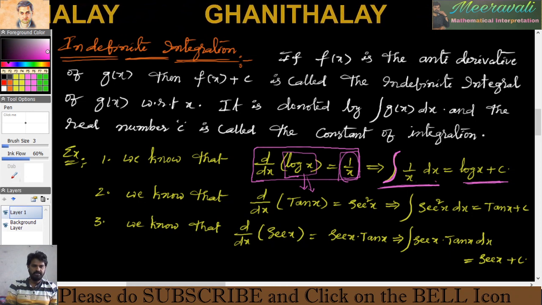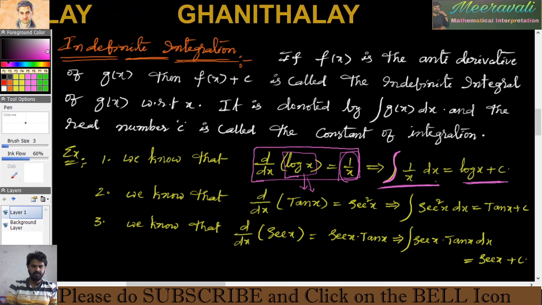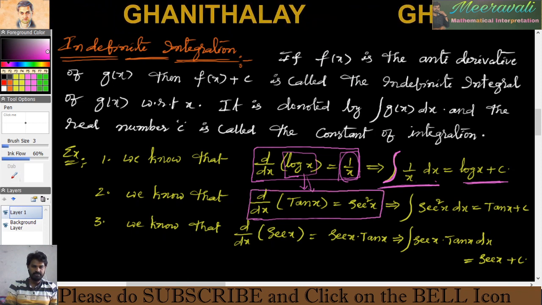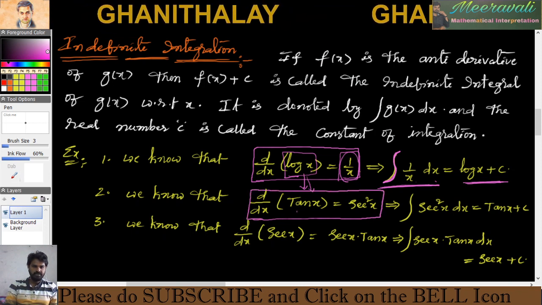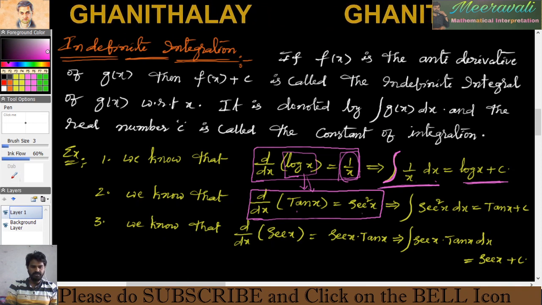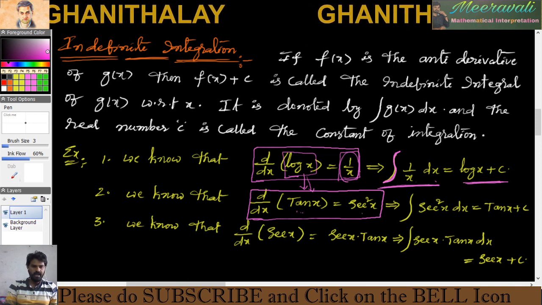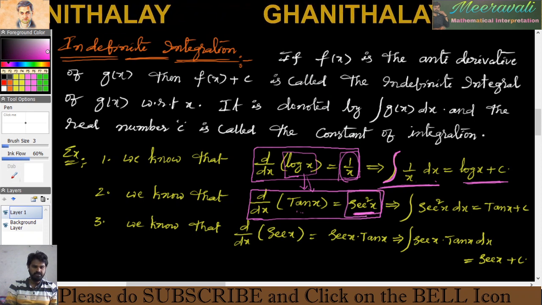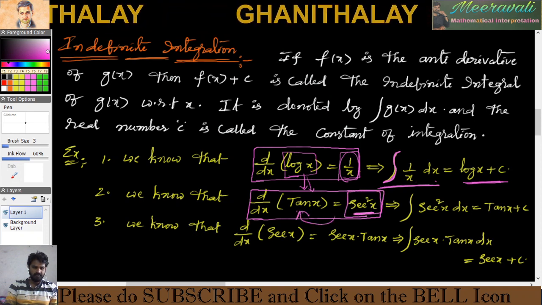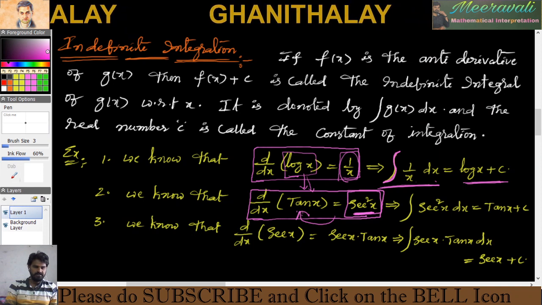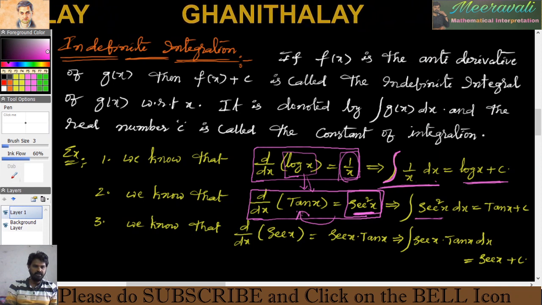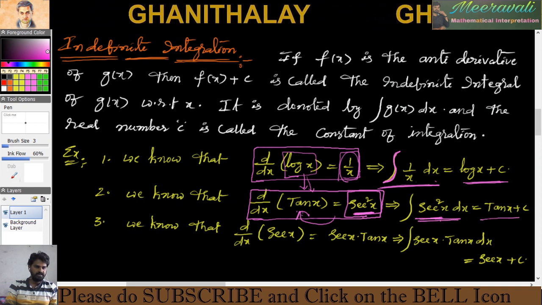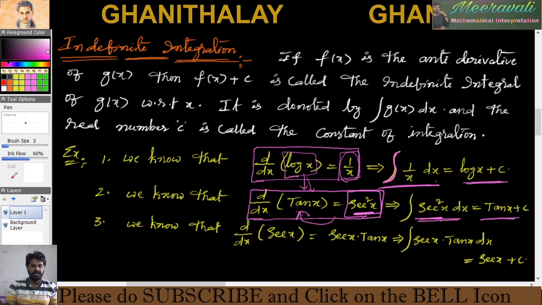Okay, so that is in the same process. Here we know that the derivative of tan x is equal to secant square x. Here tan x derivative is secant square x, then tan x is obtained by the antiderivative of secant square x. If you take the antiderivative of this, you get tan x. So tan x plus c gives the indefinite integral of secant square x. So the indefinite integral of secant square x is equal to tan x plus c.